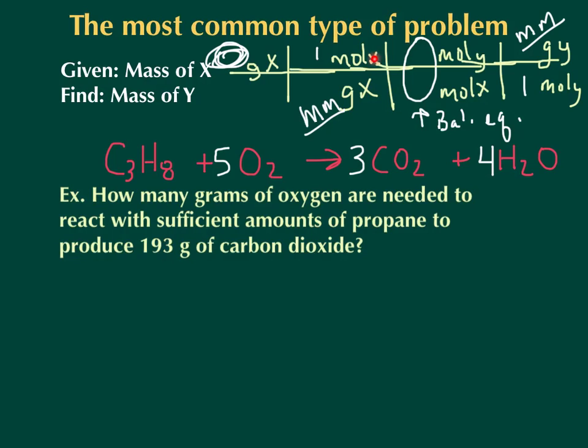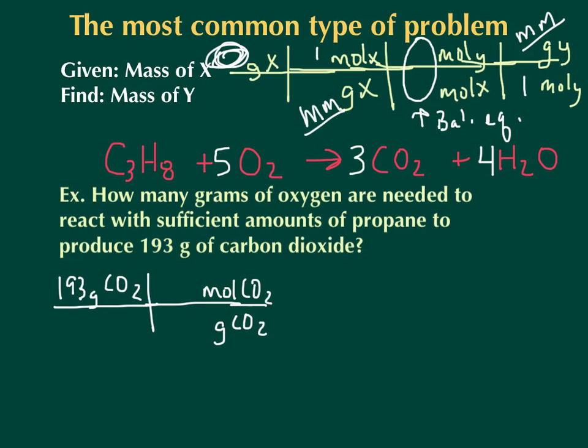So we're going to start out with what we're given, which is 193 grams CO2. Write the CO2 in there. Down here, we're going to put grams of CO2 to moles of CO2. We're going to change that over. This is 1 mole. This is the molar mass, which is 44.01. You don't know how to find molar mass? Check out an earlier video. And then grams of CO2 cancel out. Then I have moles of CO2 down here.